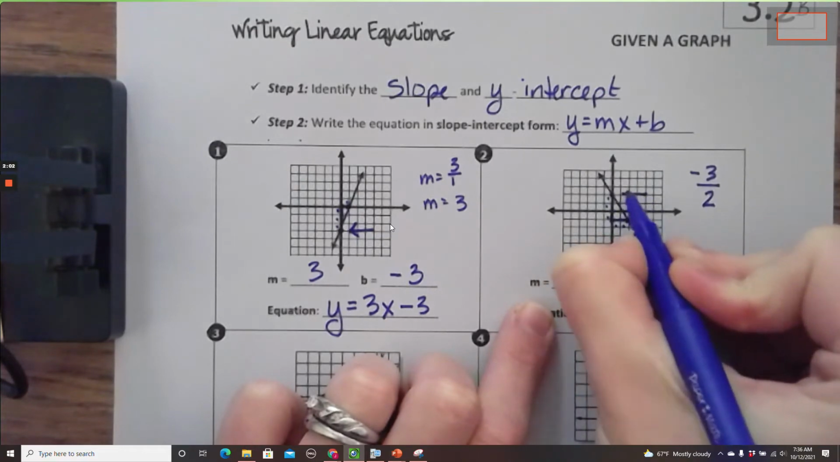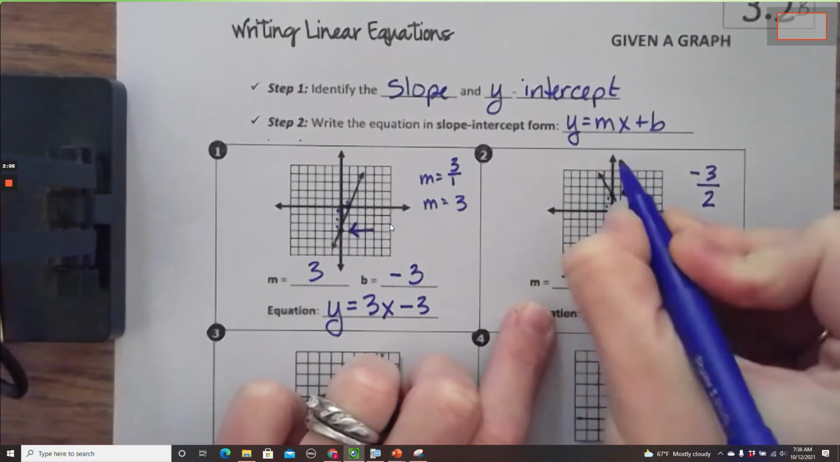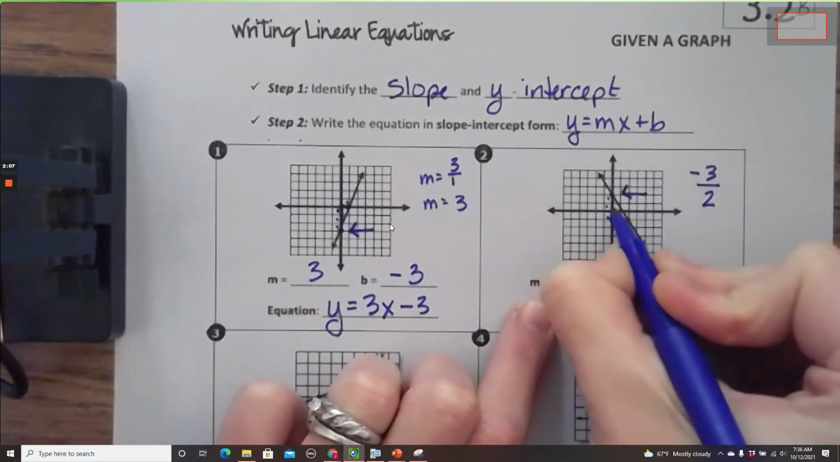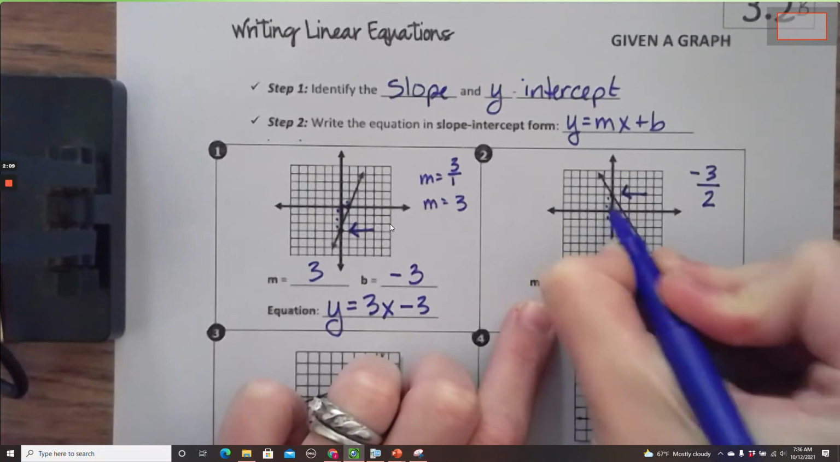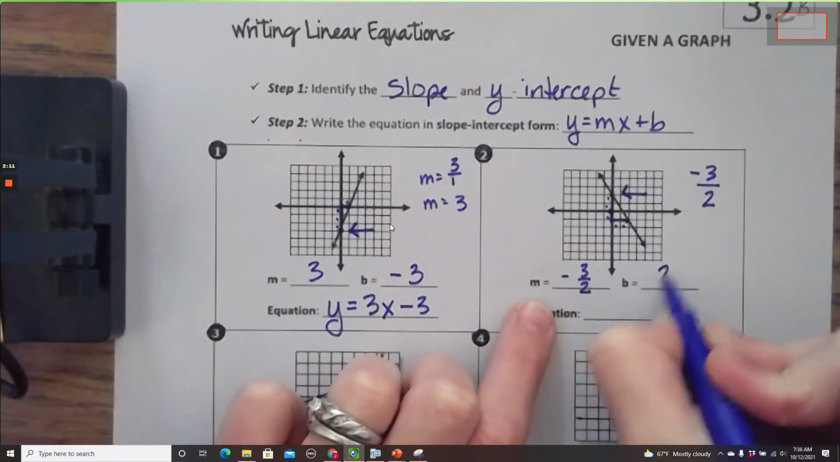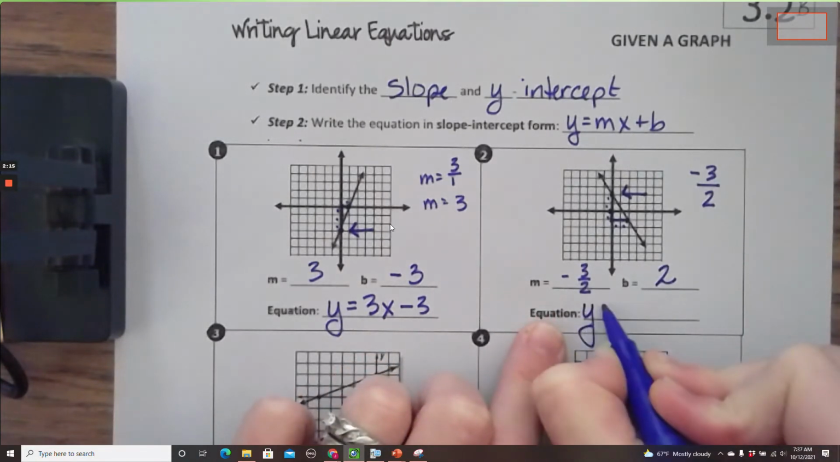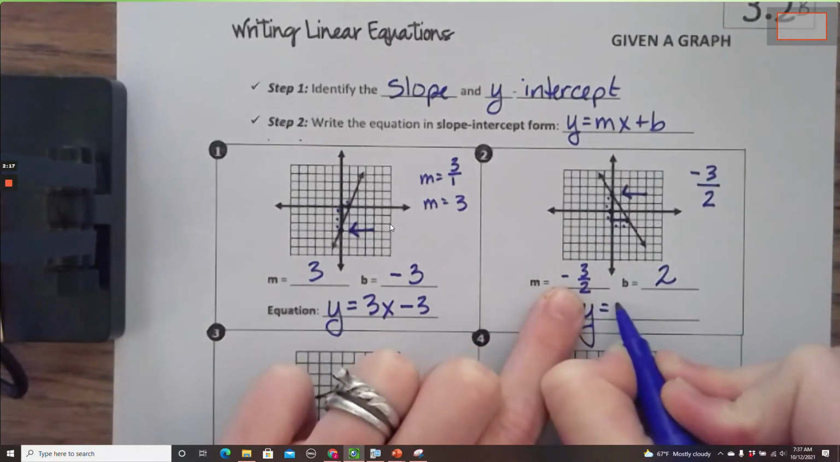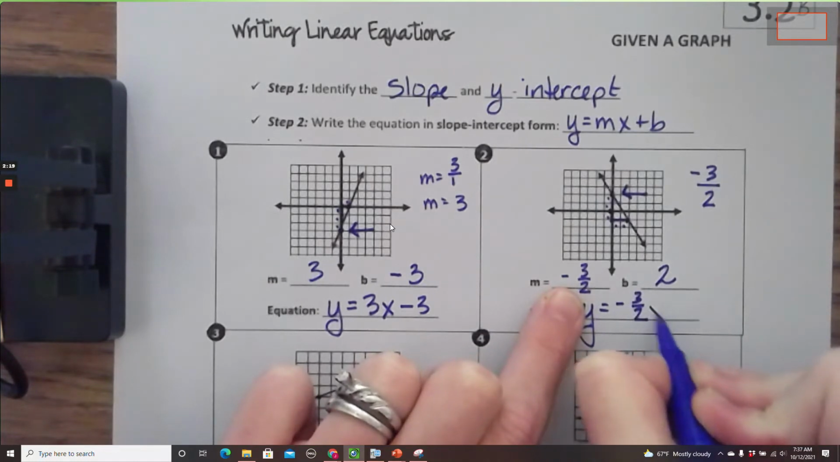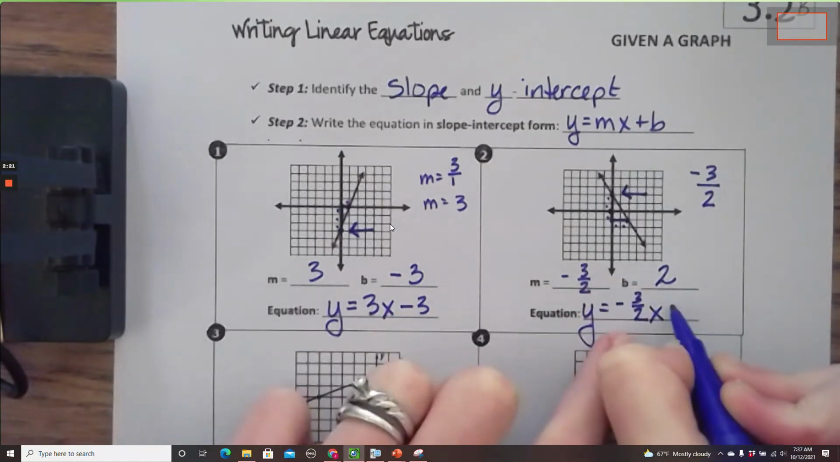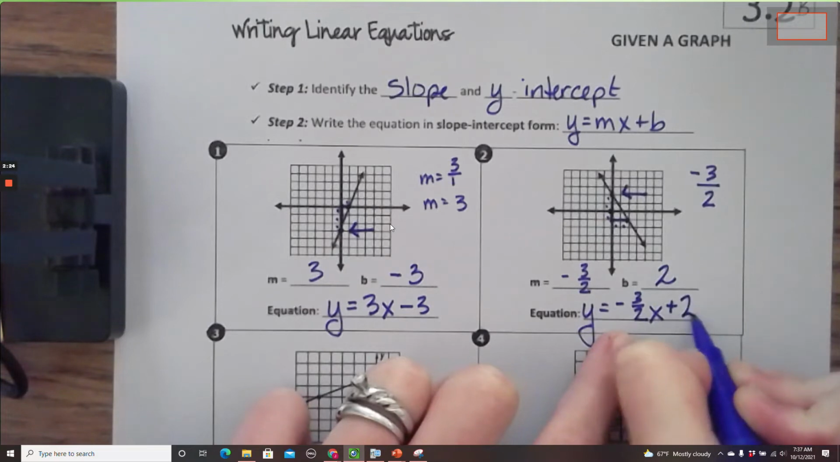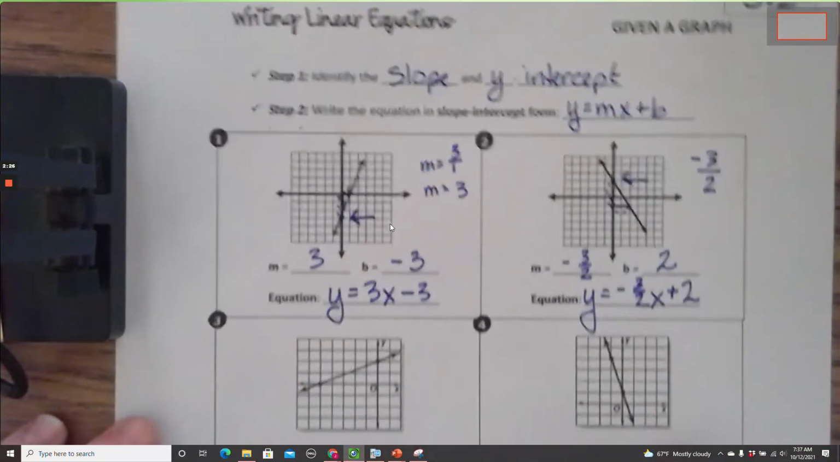Our y-intercept is where our graph line crosses the y-axis. I'm going to start at the origin. I'm going to count up, 1, 2, and so that's my y-intercept. So my equation always starts with y equals, then the slope, tack on the x, and then the y-intercept. It's a positive 2, so we do plus 2.